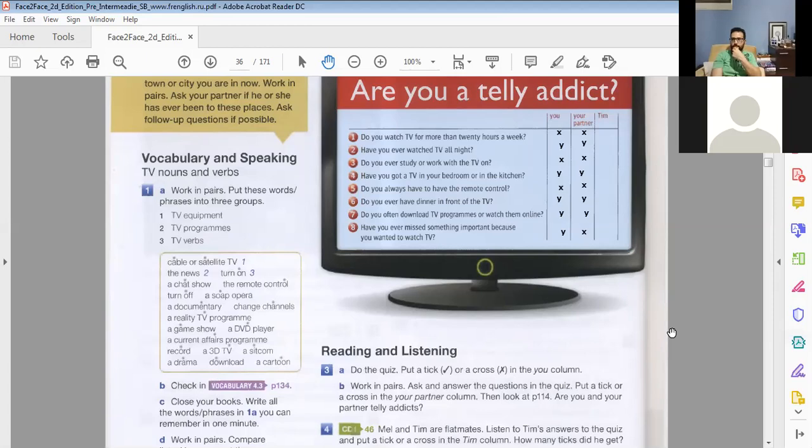Do you ever have dinner in front of the TV? If I'm on my own, then yes, of course I do. Doesn't everyone? You're not doing very well, are you? Question 7. Do you often download TV programmes or watch them online? Well, I don't download programmes very often, but I watch a lot of programmes online. You know, when I'm away from home or in a hotel. So that's a yes. OK, last one. Have you ever missed something important because you wanted to watch TV?